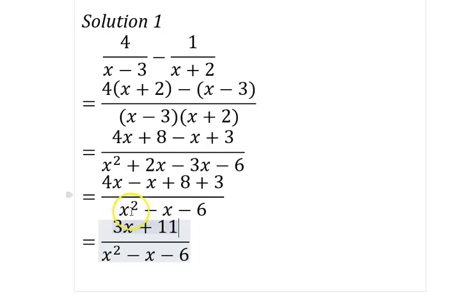You have s squared. There's nothing that looks like x squared among these 3. You have x. There's nothing that looks like x. You have 6. So there's nothing you can do again with this denominator. So your answer will definitely be 3x plus 11 all over s squared minus x minus 6. Awesome. So let's go straight to the second question.